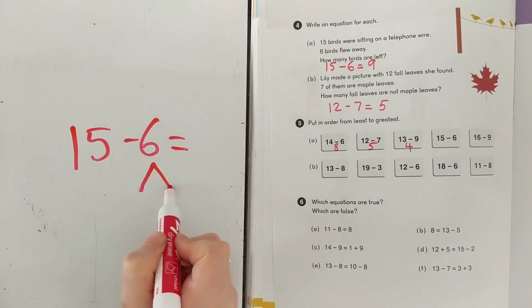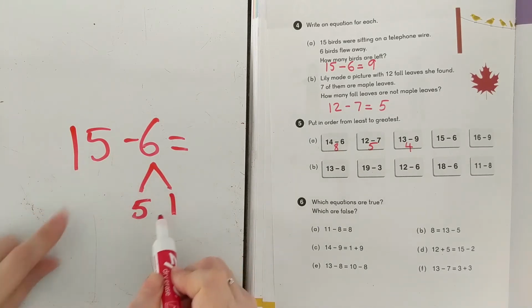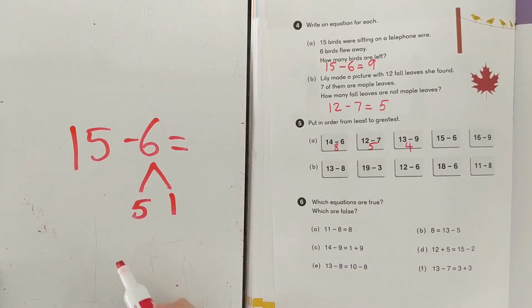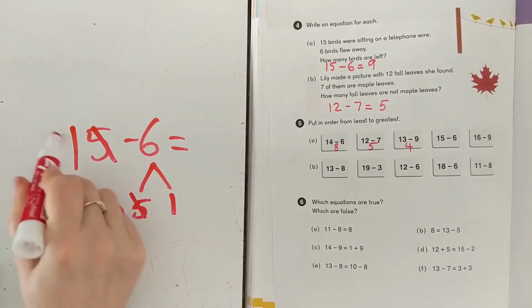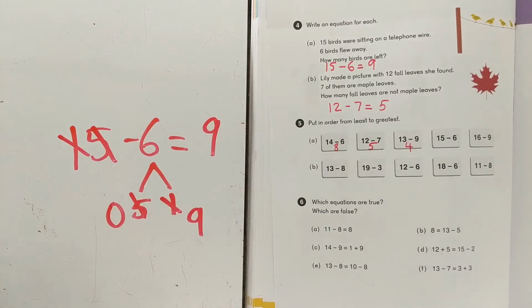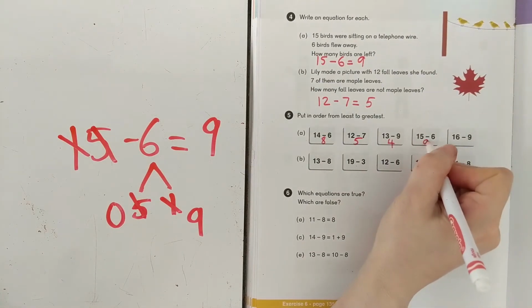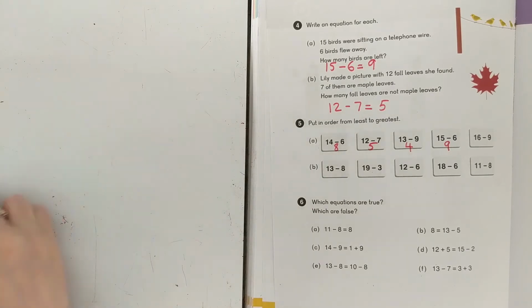Inside of the 6, there is a 5 and a 1 because 5 plus 1 is 6. Now we can subtract. 5 minus 5 is 0. 10 minus 1 is 9. Our answer is 9. And the last one for letter A is 16 minus 9.